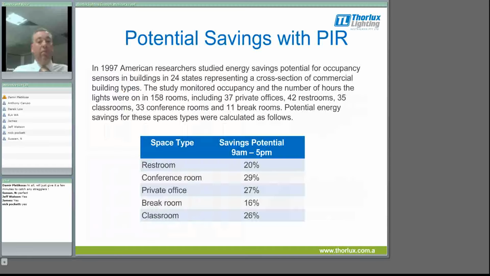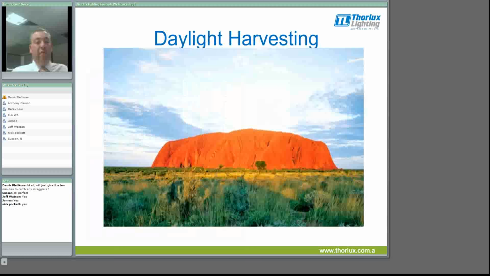Potential savings, as we're talking about energy saving and cost saving: there was an American study done that looked at 158 rooms, including offices, classrooms, conference rooms, etc., and published the potential energy savings for these spaces just using PIR control. As we can see from the list, you're probably looking at 20 to 25% saving for a general area.